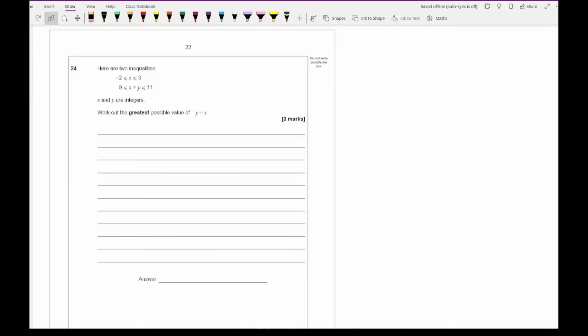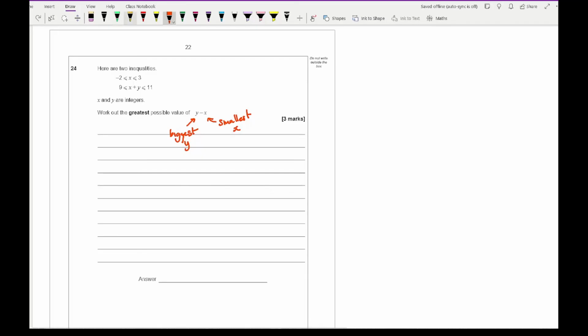Now for question 24, it says that here are two inequalities, and x and y are integers. Now the question asks us to work out the greatest possible value of y minus x. To get the greatest possible value of y minus x, we need y to be its biggest, and we need x to be the smallest that it can be. So we need the biggest y and the smallest x.